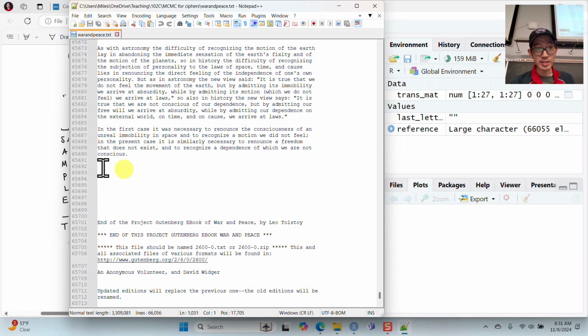In the first case, it was necessary to renounce the consciousness of an unreal immobility in space and to recognize a motion we did not feel. In the present case, it is similarly necessary to renounce a freedom that does not exist and to recognize a dependence of which we are not conscious.